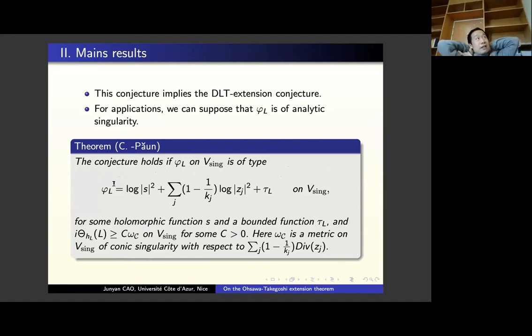So the main problem is as follows. If we want to prove the DLT extension conjecture, in case Y is of simple normal crossing, then for the singularity of phi Y, we can just assume that it's of the type log |s| squared plus a smooth term. But by construction, we cannot control the geometry of this conic metric.